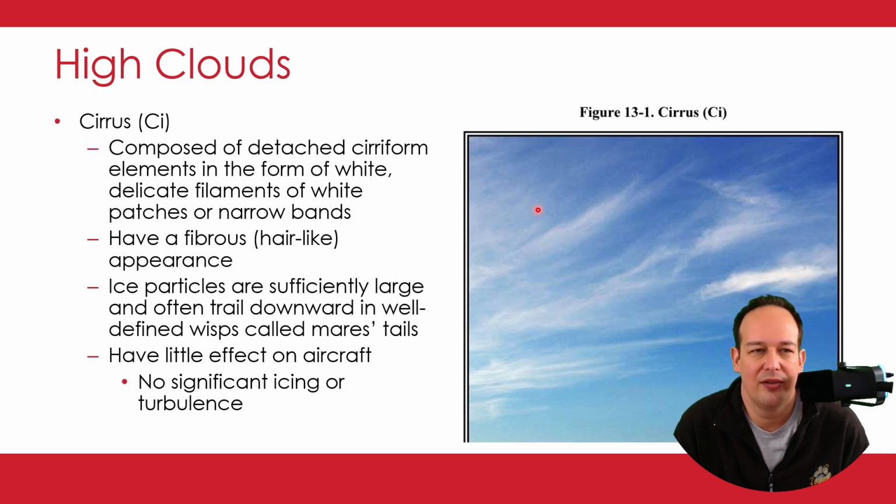So here we have cirrus clouds. So these are just white, delicate filaments of white patches or narrow bands of cloud. They're fibrous. And so they're just there. No significant icing whatsoever. And you probably won't get any turbulence. Now, there'll always be a tiny little bit of turbulence, but it'll just be very minor.